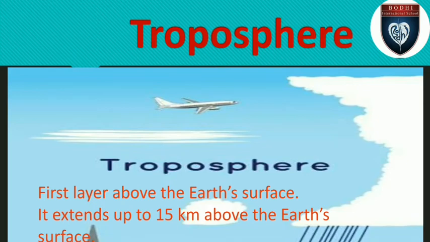Troposphere. Before talking about the troposphere, let us know that there are layers of atmosphere. The atmosphere has several layers which cover our Earth. The troposphere is the first layer above the Earth's surface. It extends up to 15 km above the Earth's surface. Change in the weather occurs in this layer, and the aeroplanes fly in this layer only.